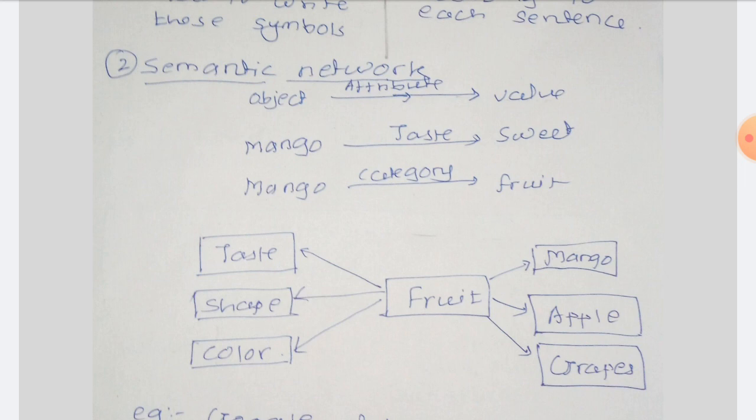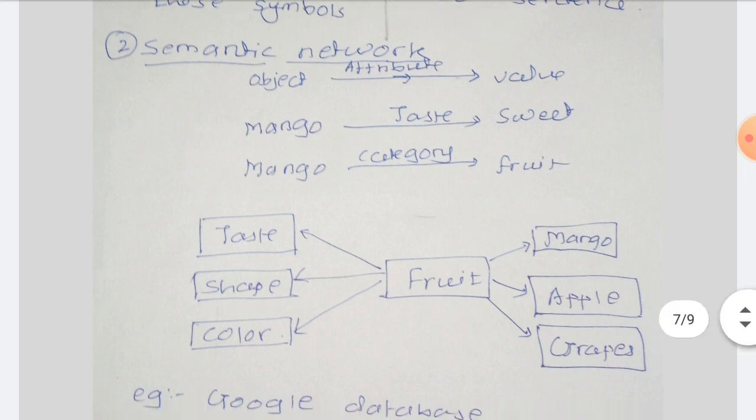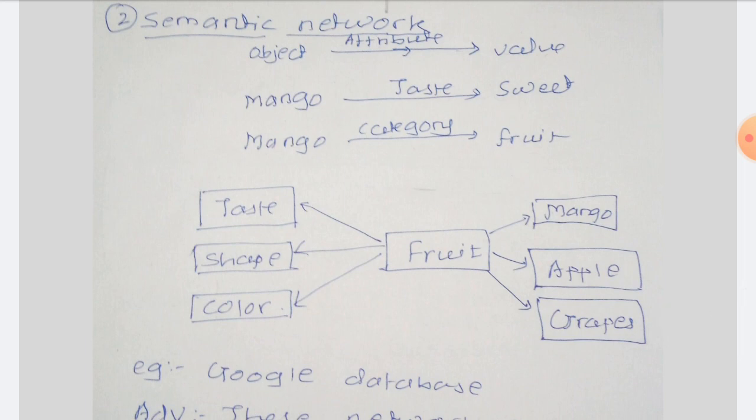Similarly, if I am using a different attribute, the object is the same mango, but if I am using a category attribute, then which category does it come under? Mango comes under fruit. That's why the value is fruit. So depending on these attributes and object, we can find different values. Here in this case, depending on taste, shape and color, we can define it as mango, or apple, or grapes.